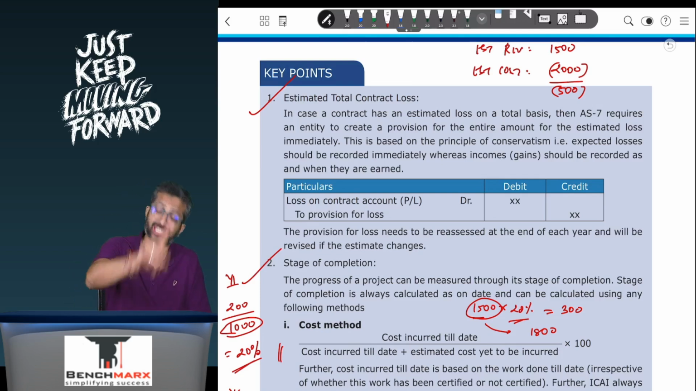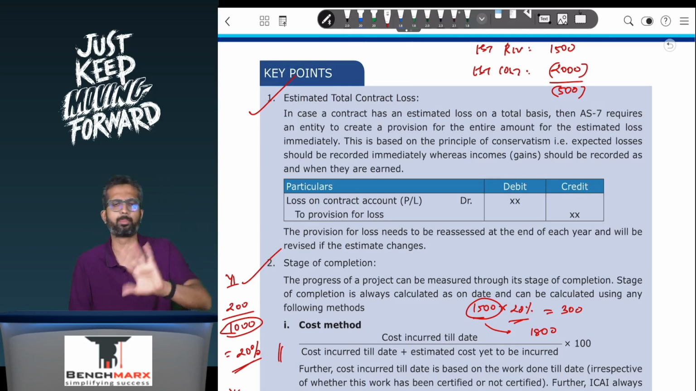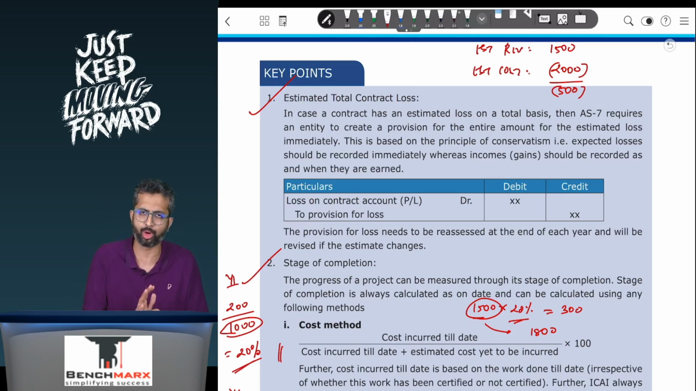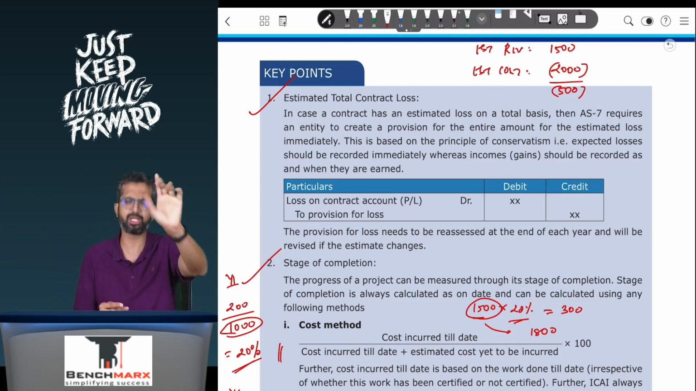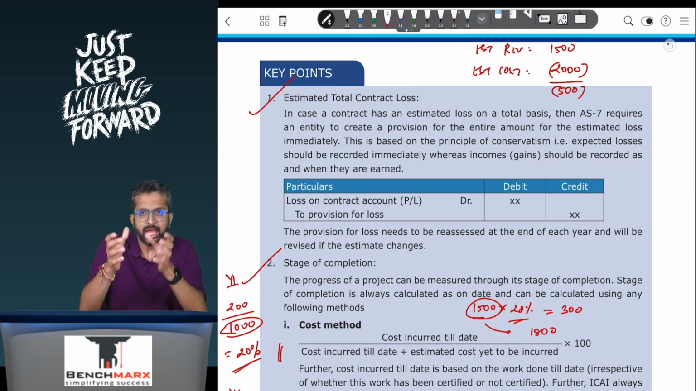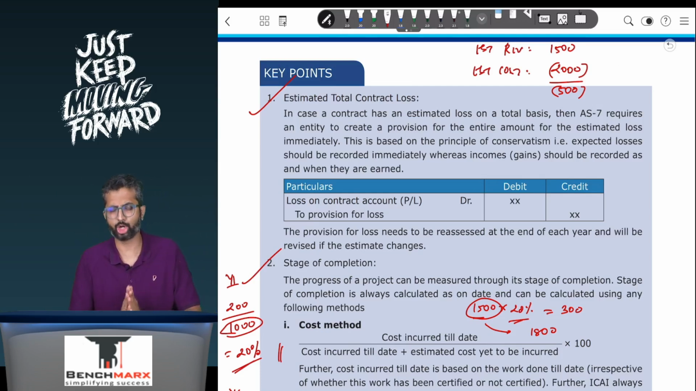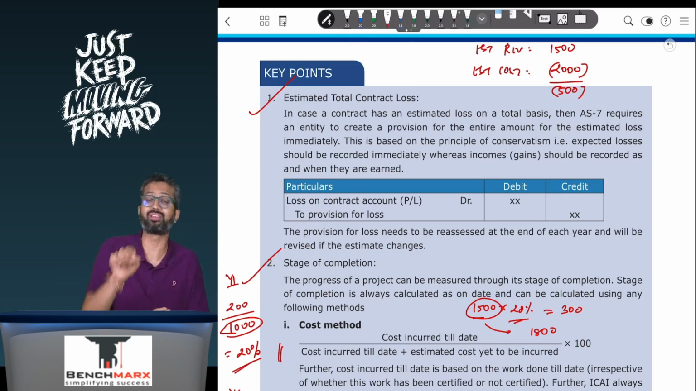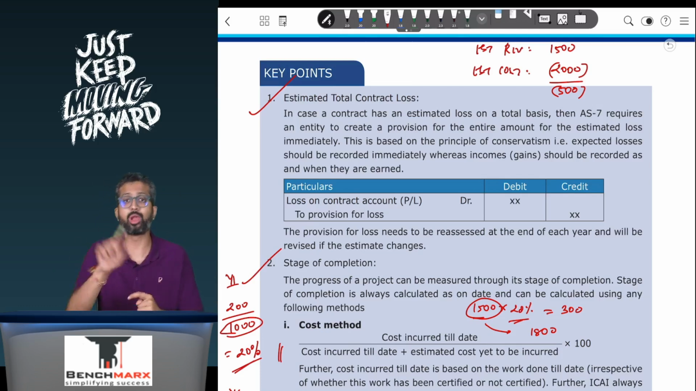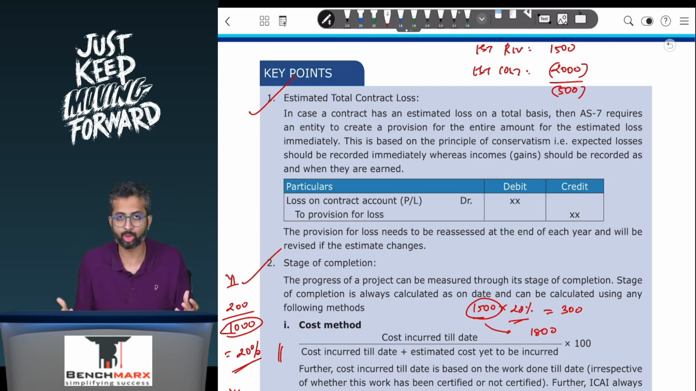Sir, in step 1, in every question, if they are asking you to calculate the profit or loss, your step 1 will be to calculate the estimated profit or estimated loss on an overall basis. That is the total contract revenue estimated minus the total estimated cost. That will give you the estimated profit or estimated loss. If there is an estimated profit, then you don't need to create any provision. However, if there is an estimated loss, like in this case, then you will have to create a provision for the entire amount of loss.